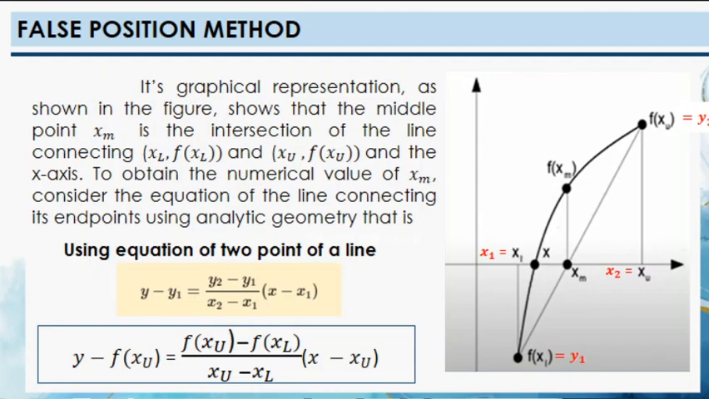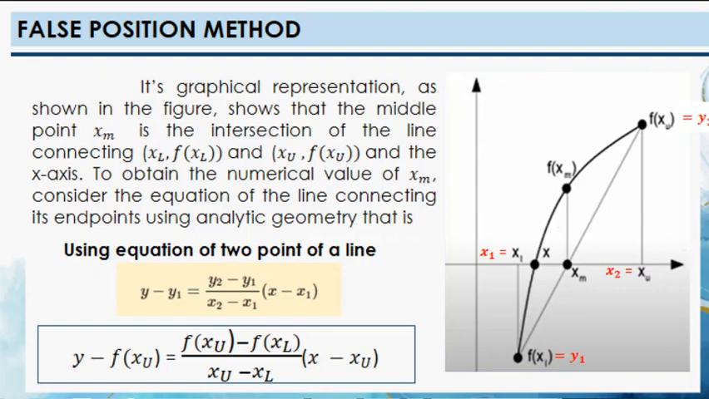So, from the figure, we have x sub 1, which is also equal to x sub l, x sub 2, which is also equal to x sub u natin. Yung y sub 1 natin, equal siya sa f of x sub l, and yung y sub 2 natin, equal naman siya sa f of x sub u. So, mula diyan, substitute lang natin siya dito. So, we have y minus f of x sub u is equal to f of x sub u minus f of x sub l over x sub u minus x sub l, multiplied by the quantity x minus x sub u.